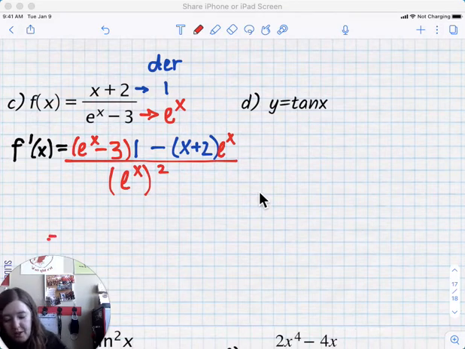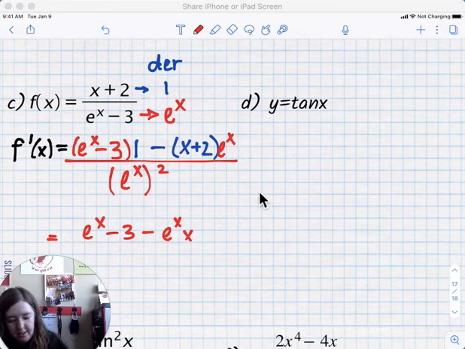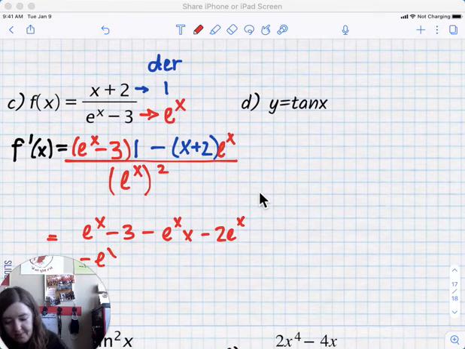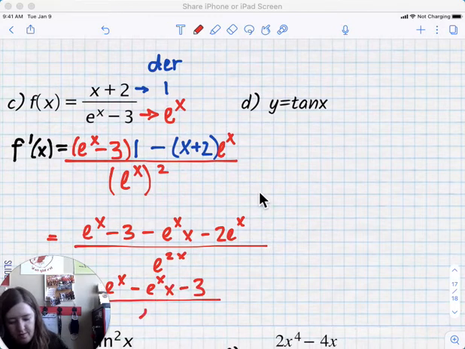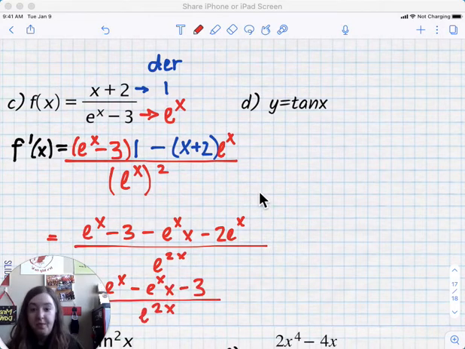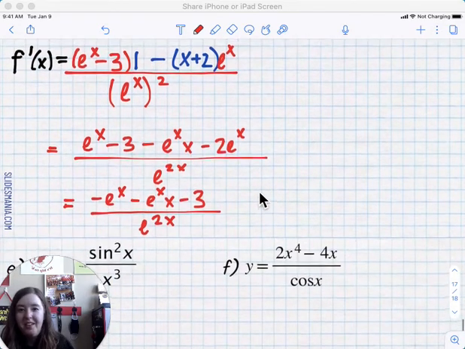If you wanted to fix that up, you could. e to the x minus 3 minus e to the x times x plus 2, all over e to the x squared, or e to the 2x. Oops, my face got in the way. There we go. There's all the simplification done.